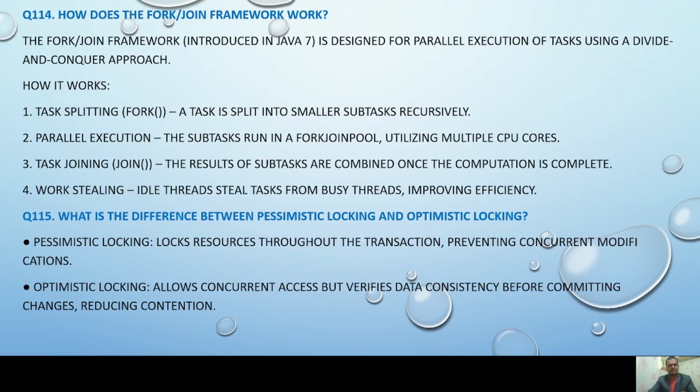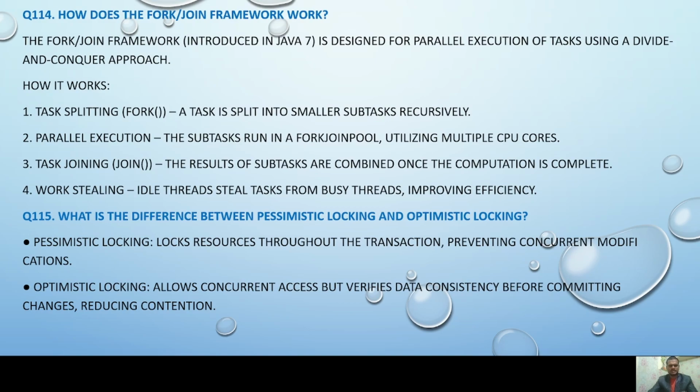Next question. How does the fork join framework work? The fork join framework introduced in Java 7 is designed for parallel execution of tasks using a divide and conquer approach. I think we just discussed this earlier. Then we can proceed to the next question.